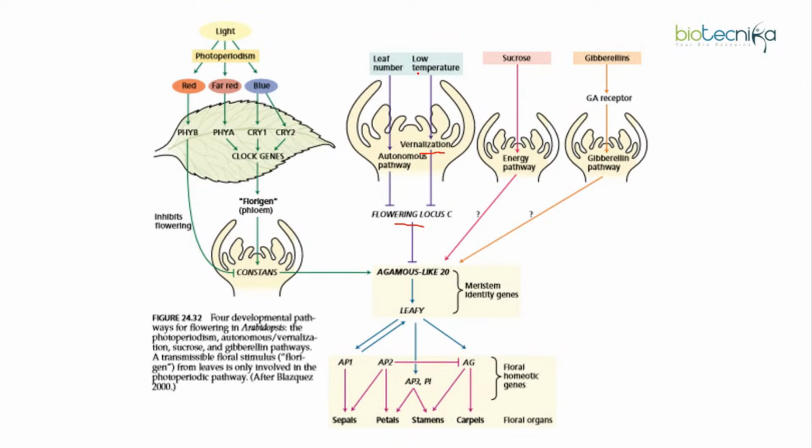Now low temperature, that is vernalization, represses the repressor, that is flowering locus C. So then agamous is free, agamous is active. When agamous is active, it will help in the transcription of leafy. Leafy will come down and it will trigger the activity of all the other genes. So you will get sepals, petals, stamens, carpels, and all the four organs.